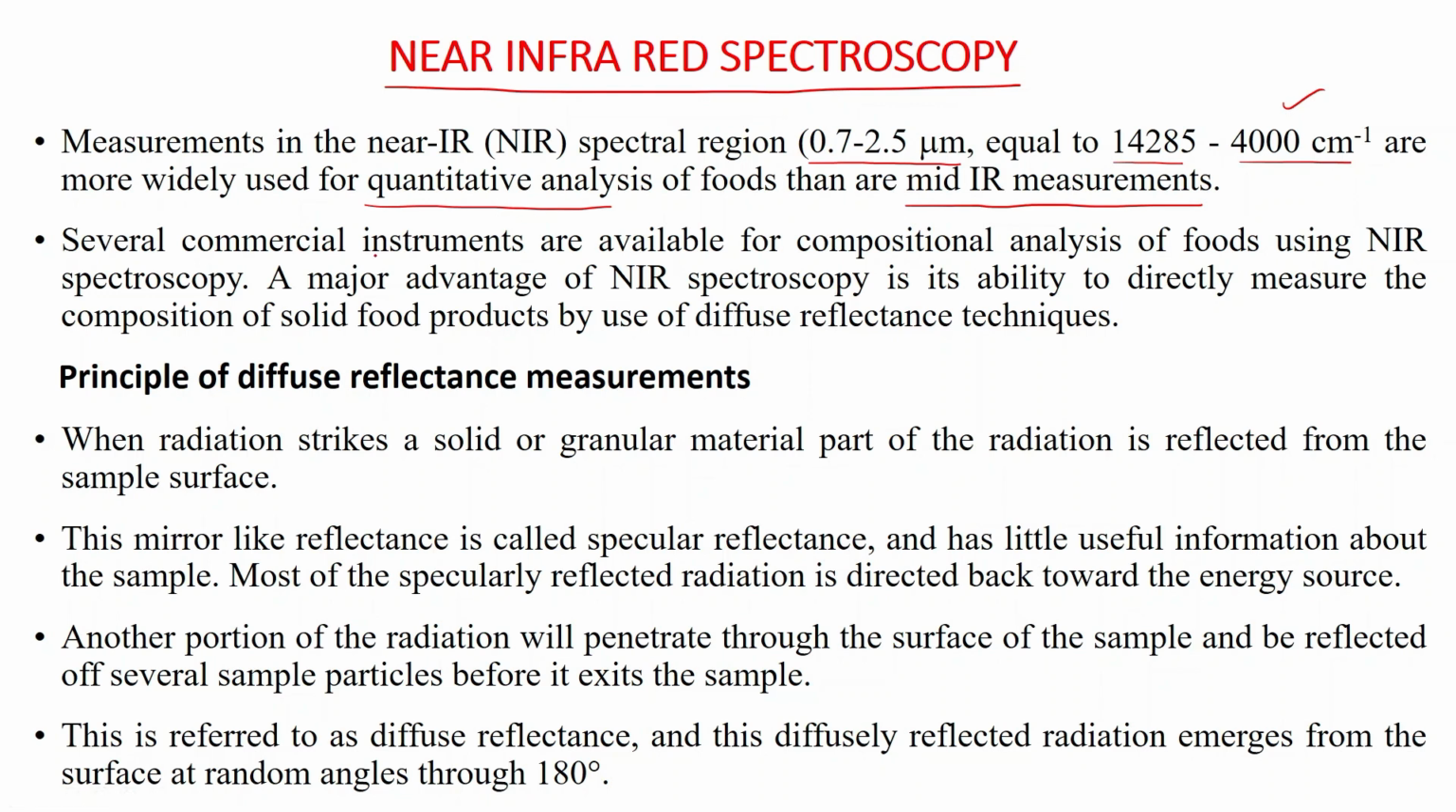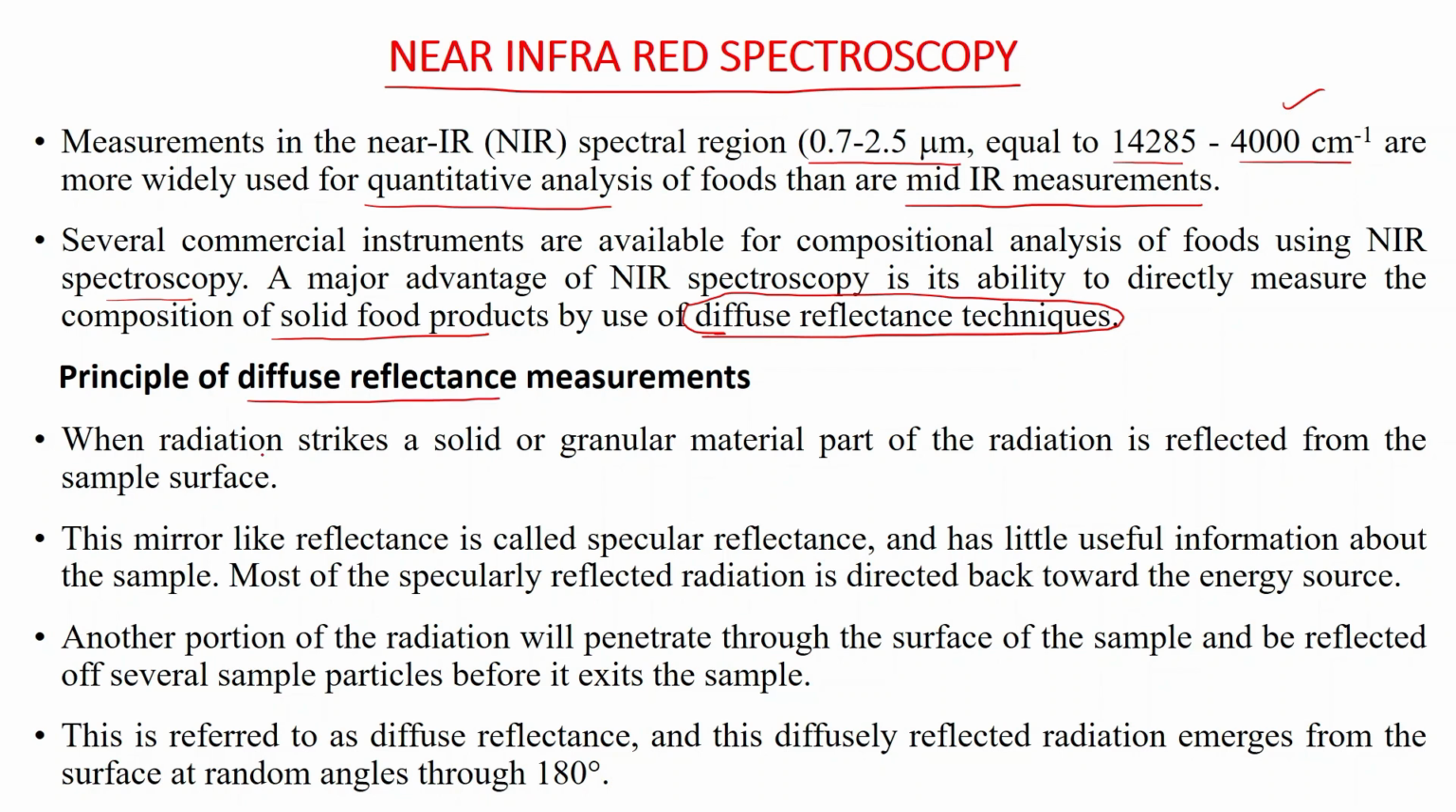Now several commercial instruments are available for composition analysis of foods using IR spectroscopy, and a major advantage of IR spectroscopy is its ability to directly measure the composition of solid food products by the diffuse reflectance technique. So the main principle of IR spectroscopy is the diffuse reflectance technique that we have to see now. What is diffuse reflectance?